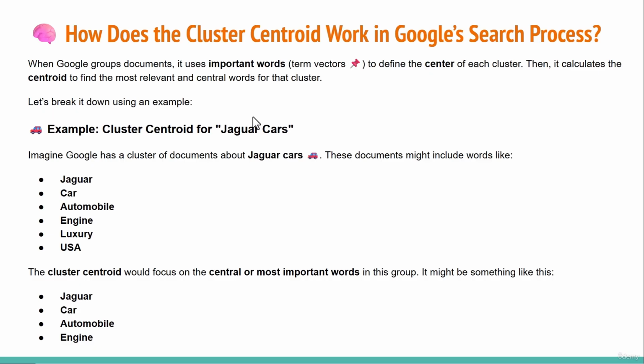Let's say we have Jaguar cars and this cluster has a centroid. Google has many articles about Jaguar cars. They will have keywords like Jaguar, car, automobile, engine, luxury, and SUV. The cluster centroid will focus only on the most important or central words within the group: Jaguar, car, automobile, and engine. It excludes luxury and SUV because these are found in others. The words of this cluster centroid might overlap with others, but they are the most relevant to the idea of Jaguar cars. They define it. That is why this is the cluster centroid.